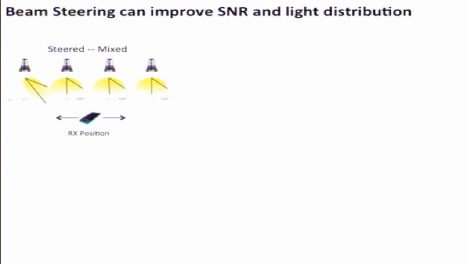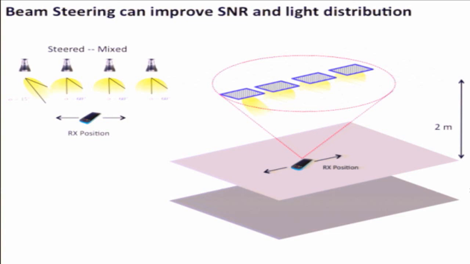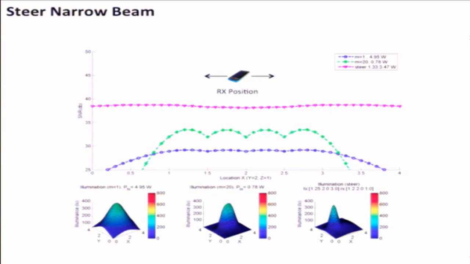We can also do some other things. Beam steering is pretty interesting. The idea is we can change the Lambertian order, which is another way of saying the width of the beam. We've done some analysis. If you look at a device and you move it across a room with a number of lights, where we can control the Lambertian order, essentially the focus and the beam position, we do some analysis there, and we come up with results for the improvement in SNR and the distribution of light.